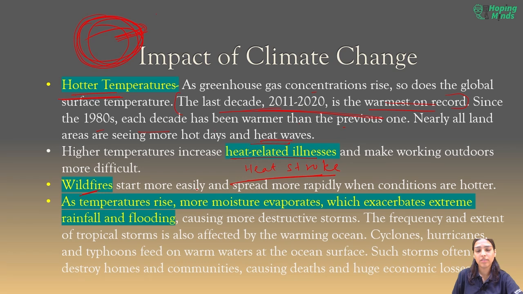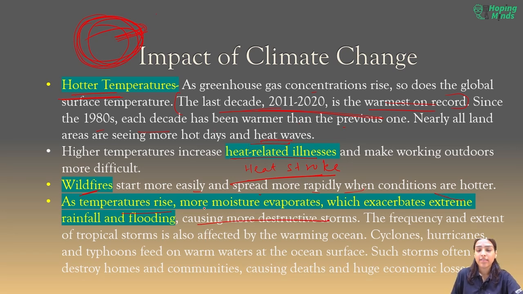Wildfires, the forest fires, they start more easily and spread more rapidly when conditions are hotter. Trees just rub against each other, and there's such a lack of moisture in the air. There's such a lack of moisture in the leaves themselves that wildfire starts more easily, causing more destructive storms.